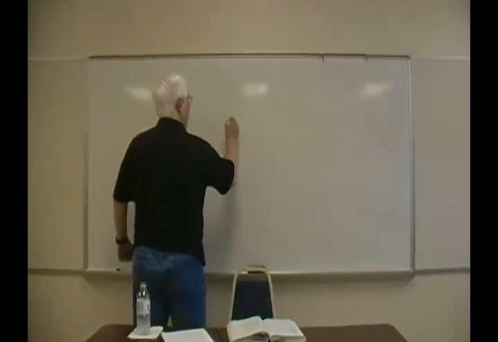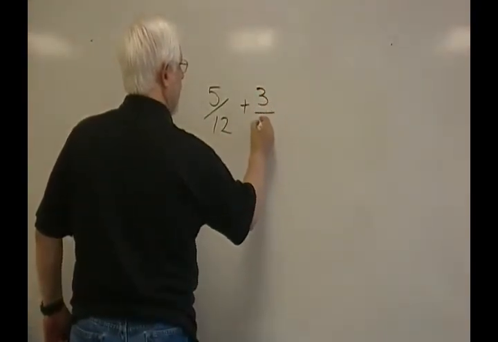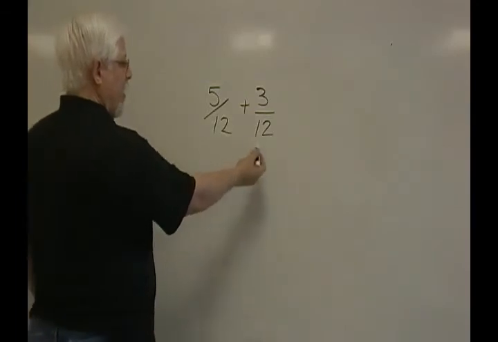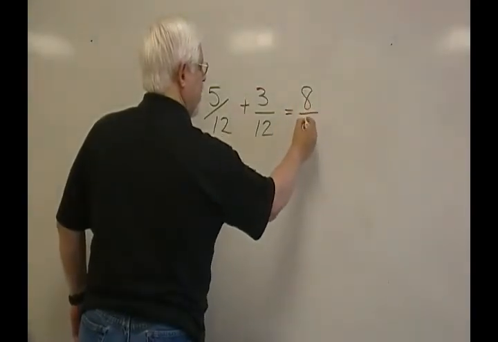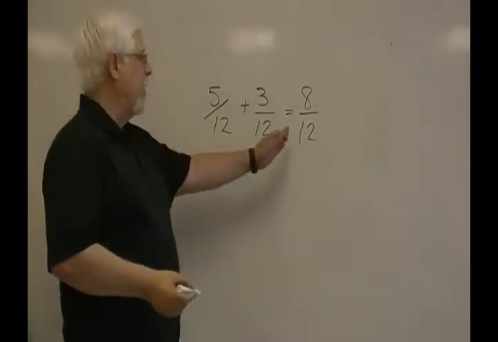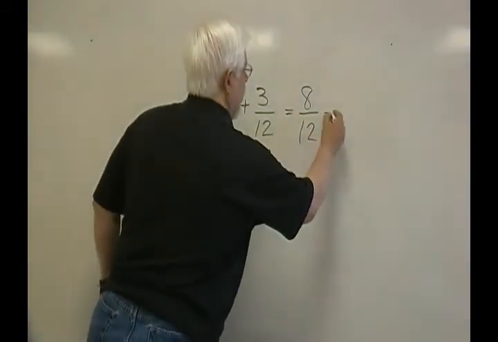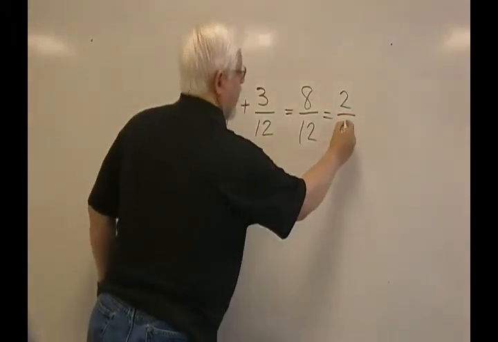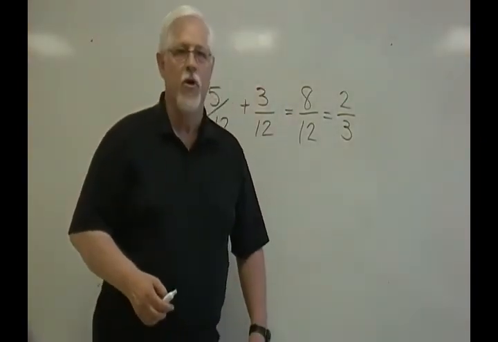Number 1, you need to add and write the answer in simplest form. Number 1, 5/12 plus 3/12. You notice they have a common denominator, so all we need to do is add the numerators. 5 plus 3 equals 8/12. Now we need to reduce that. That's not in its lowest form. So what will go into 8 and 12? 4 will go into 8 2 times, and 4 will go into 12 3 times. Now it's in the simplest form, and the answer to problem number 1 is D, 2/3.